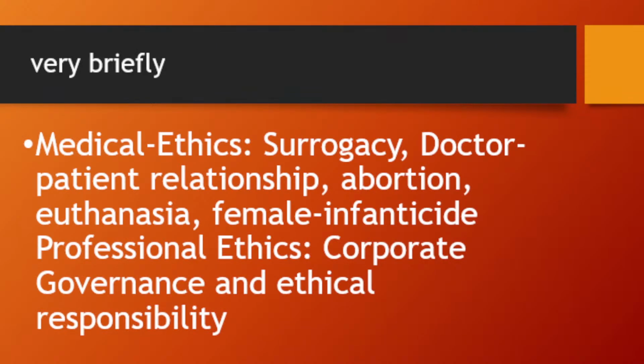Then, talking about professional ethics. Before that, female infanticide is a serious problem in many parts of the world, in India also. Many factors contribute to it, including gender discrimination, poverty, and preference for the male child. Then, under professional ethics, we have corporate governance. Corporate governance is a system by which a corporation is directed and controlled. There are many ethical issues surrounding corporate governance, such as the role of the board of directors, the disclosure of financial information, and prevention of corruption.